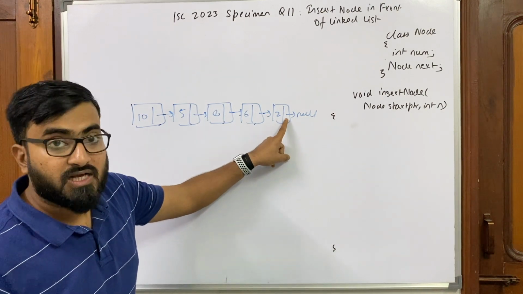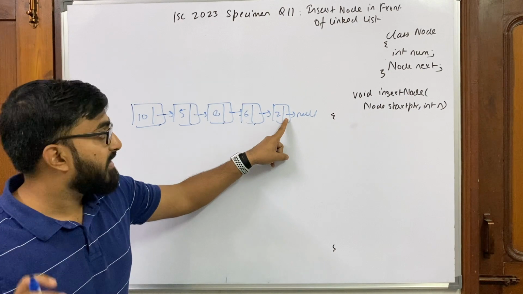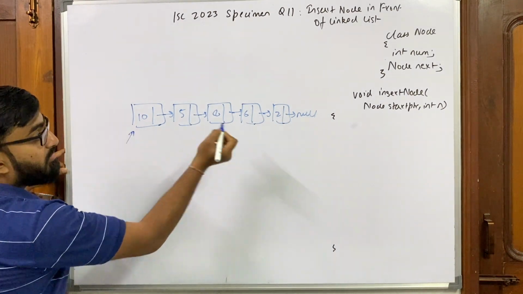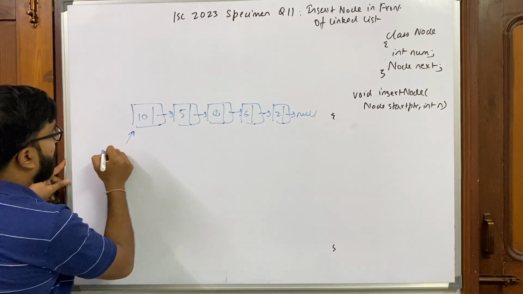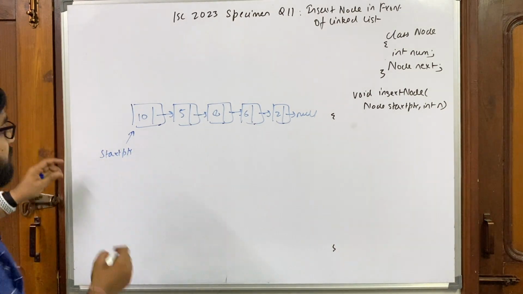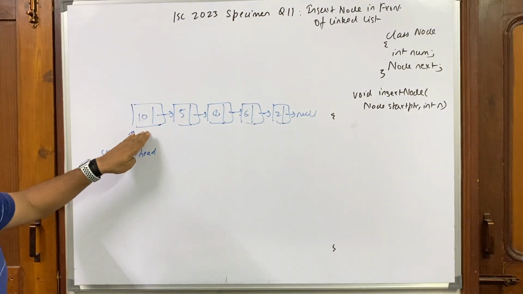The next of the last node in a linked list will always be null. This is the standard way we define a linked list. And the first node is pointed to by a head pointer. The name of the head is start pointer in this case. So I will use the word head. It means the first node in the linked list.